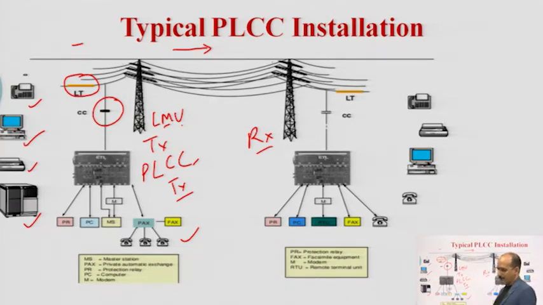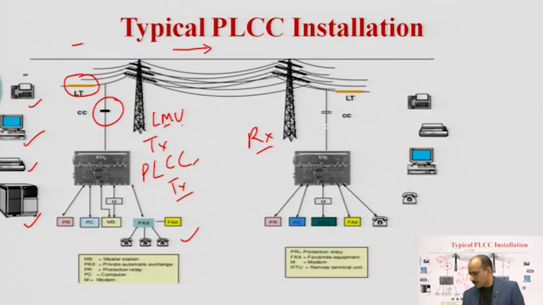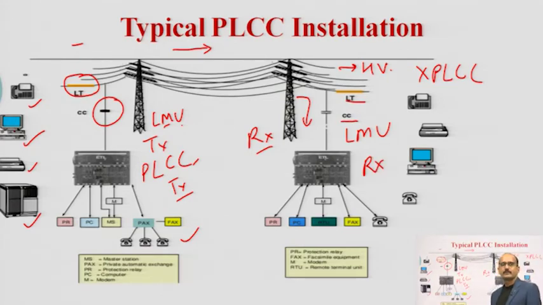Similarly, as at the transmitter side, at the receiver side you also have a PLCC receiver block, which has an amplifier, a demodulator, an audio amplifier and a power amplifier. This incoming signal again passes through the same coupling capacitor and line matching unit. Here is a line trap which passes the high voltage signal and blocks the PLCC signal, but that PLCC signal comes here to the receiver block of the PLCC through this coupling capacitor scheme. So, this is the complete structure, or we can say the complete installation of the PLCC. So, this is about power line carrier communication, and with this, this unit has been completed.